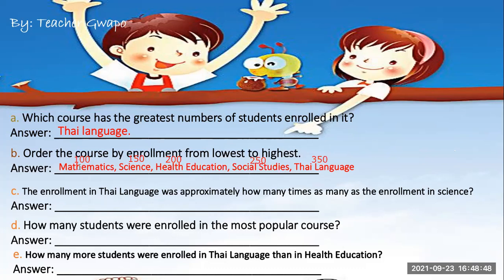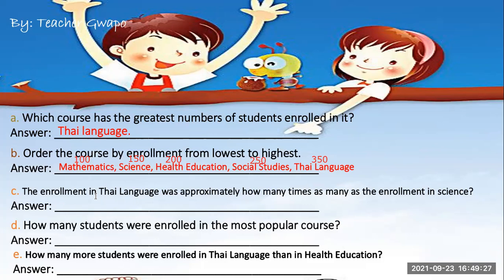The lowest enrollment is in mathematics, followed by science, going up to health education, which is 200 students, and then social studies, 250, and the greatest is Thai language. It has 350 students. That's why in letter A, we answered that the greatest number of students enrolled is in Thai language. Now, letter C. The enrollment in Thai language was approximately how many times as many as the enrollment in science?